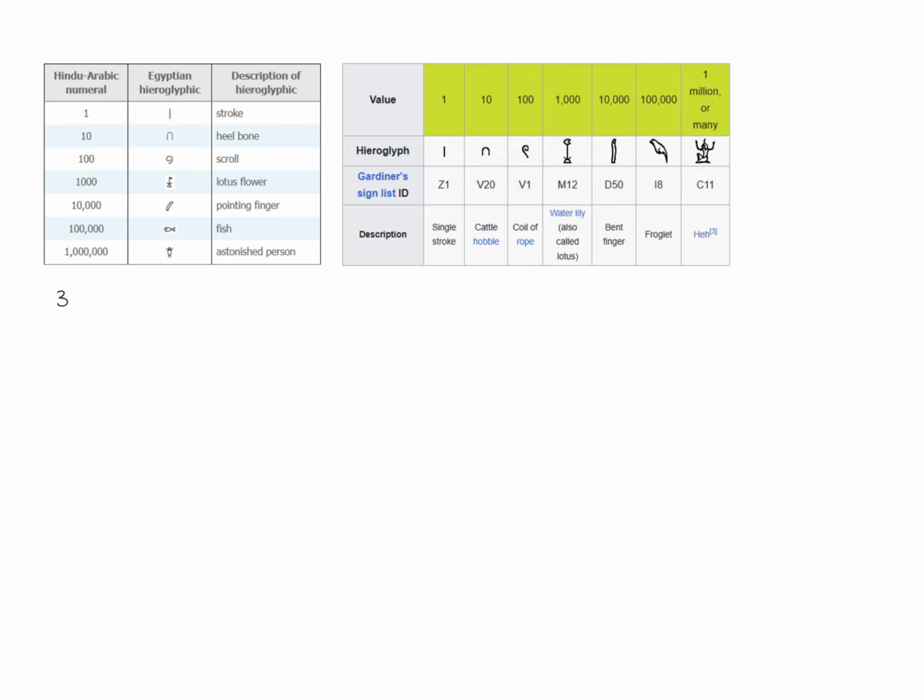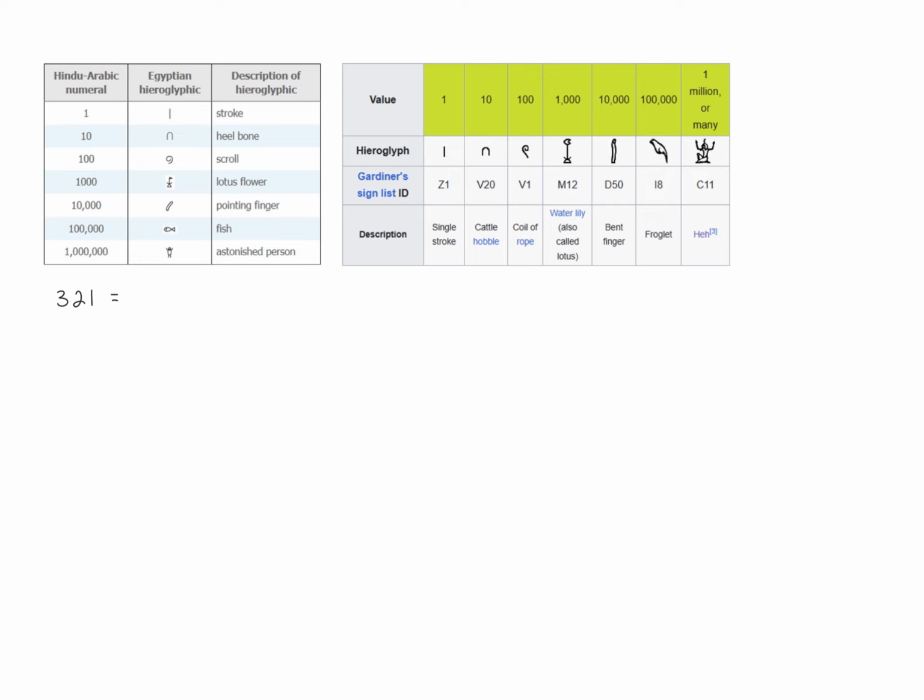Let's consider, for example, 321, and let's see what that would give us. I'm going to write equals just because these are equal numbers, even if they're written in different symbols. I think an equal sign here is appropriate. So we want to know what 321 would look like.